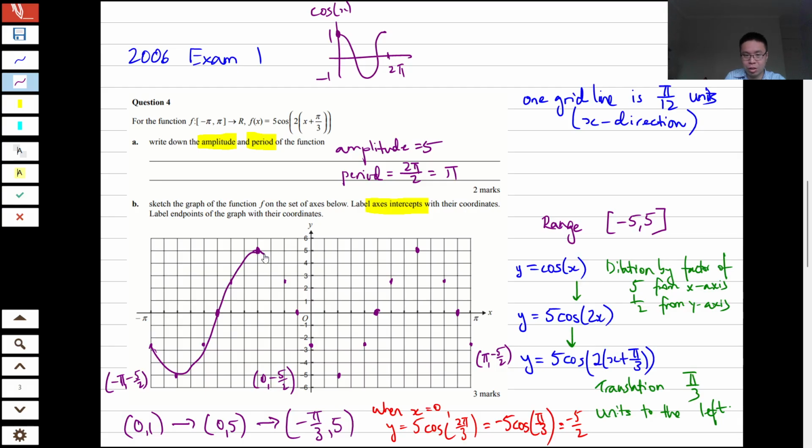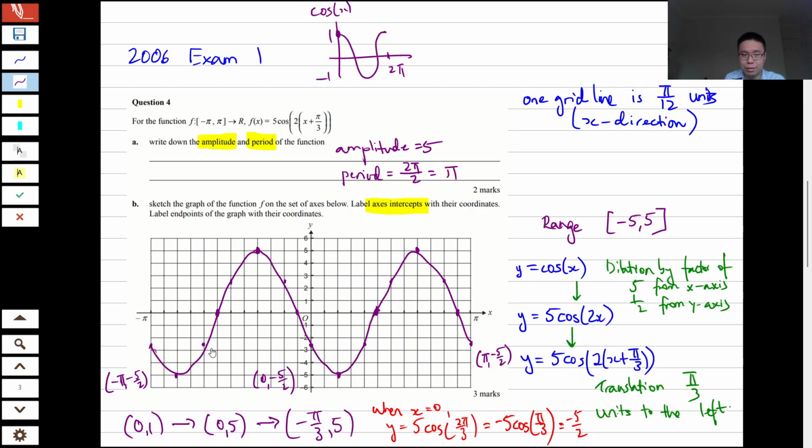I would suggest that you use a dark pencil for this on exam 1. And the reason is when they mark exam 1, exam 2 in methods, they actually do it scanned on a computer. So if your pencil is too light, it may not scan properly.